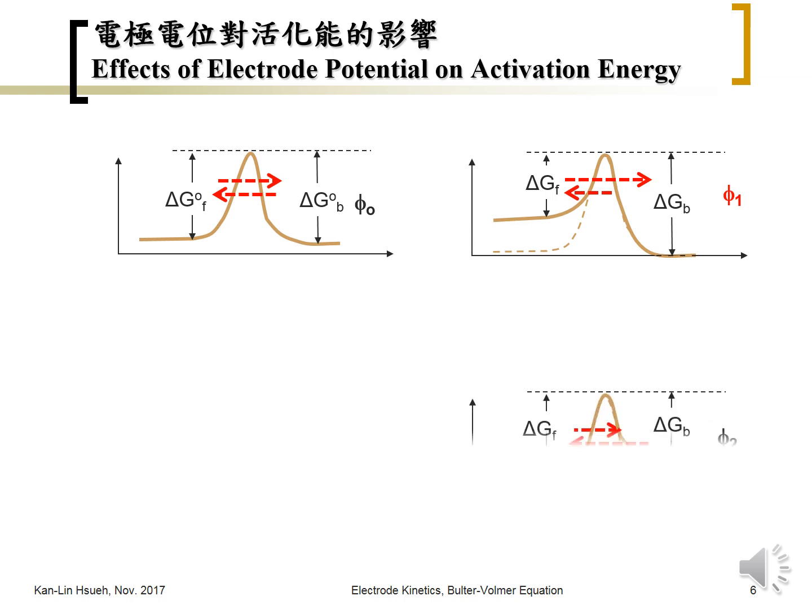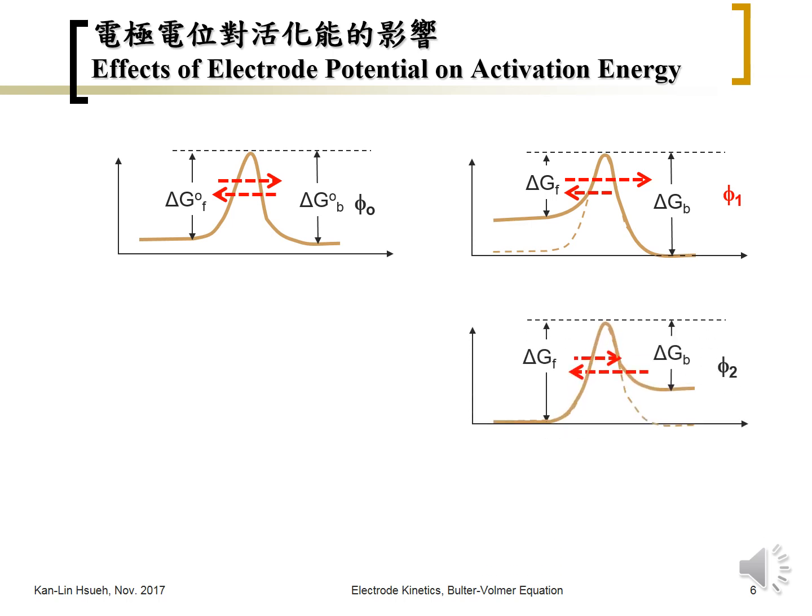When the electrode potential changes to phi 2, the reverse condition, if this is a reversible reaction, then the delta GB will be reduced from the original delta GB0 to the new delta GB, and delta GF will change from the original delta GF0 to delta GF. Then that will favor the backward reaction, so the net reaction will be the backward reaction.